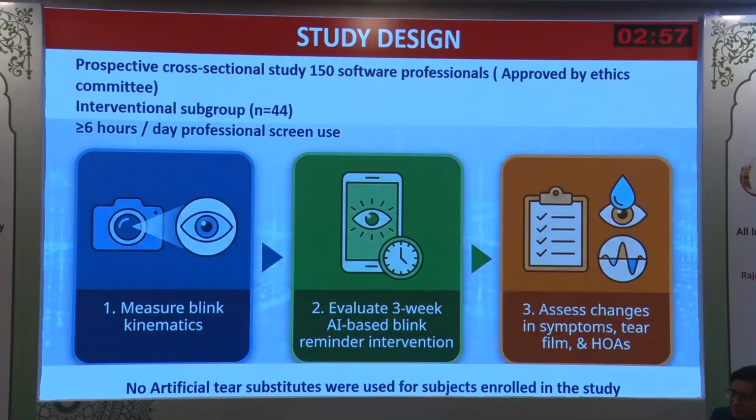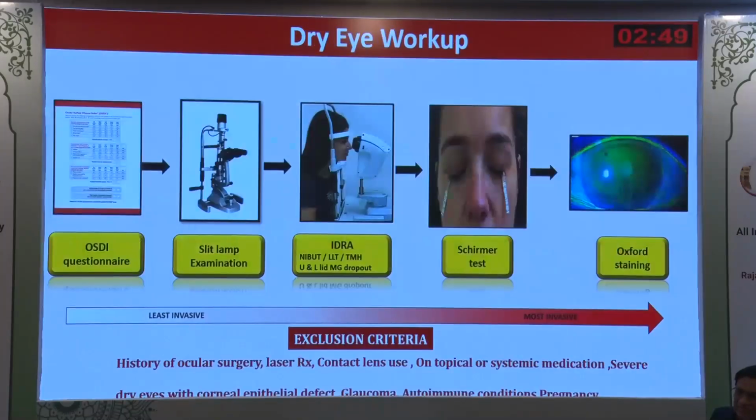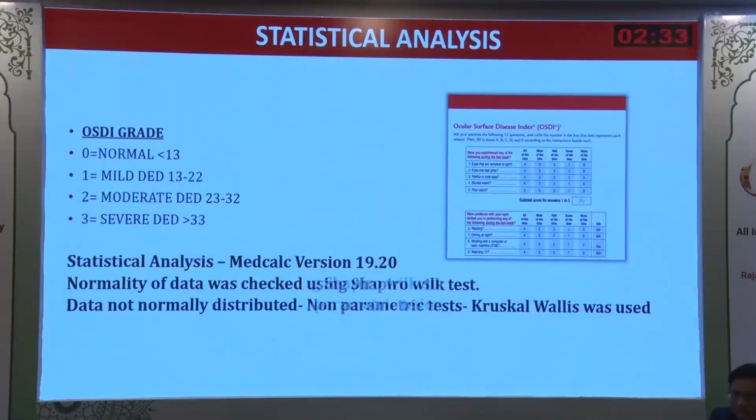And then we looked at changes in the symptoms, tear metrics, and higher order aberrations at a later stage. No artificial tear substitutes were used for any of the subjects enrolled in the study. We subjected all of them to an OSDI questionnaire, a slit lamp evaluation, IDRA, Schirmer's test, and Oxford staining. We looked at the non-contact TBUT, lipid layer thickness, etc. We excluded anyone who had a history of ocular surgery, laser treatment, contact lens use, etc.